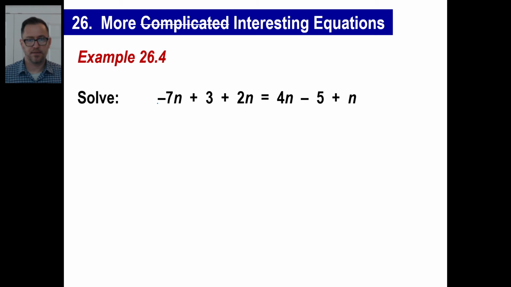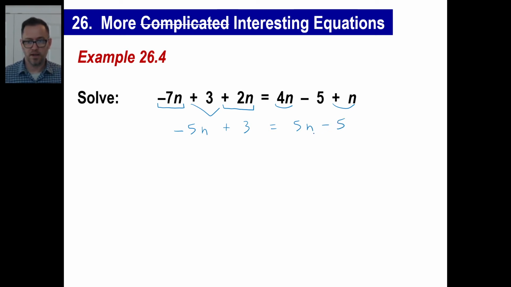All right, let's go ahead and add the like terms. Negative 7n plus 2n, that gives us negative 5n. And then there's a plus 3. I'll just knock that on the end of it. Then I have a 4n there. I got a 1n there. That gives me 5n minus 5.